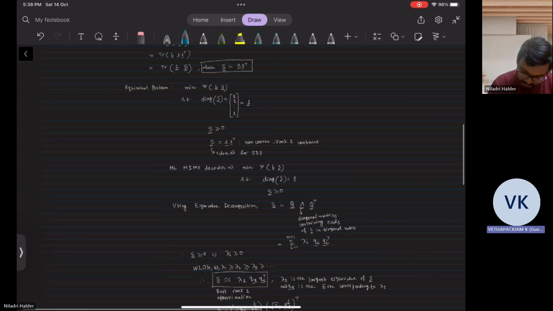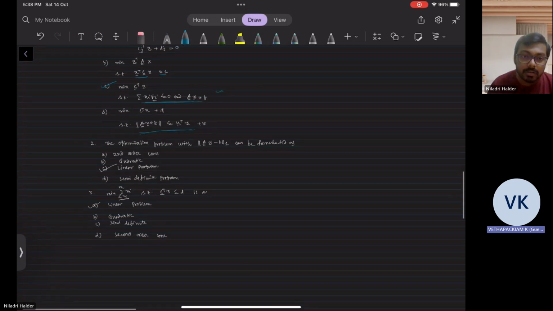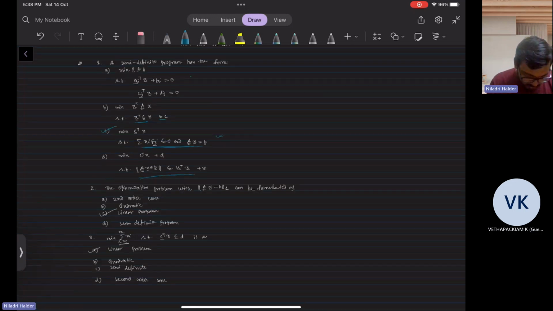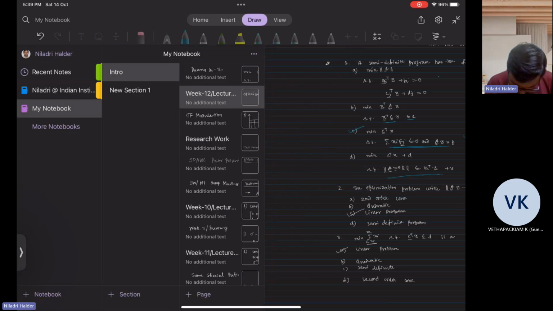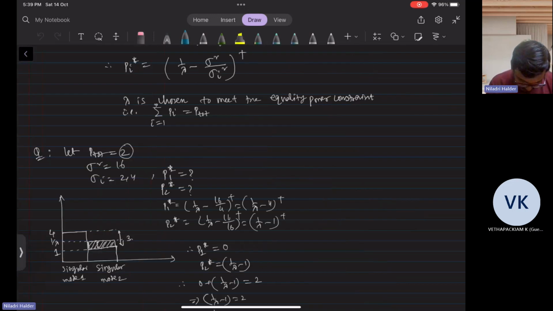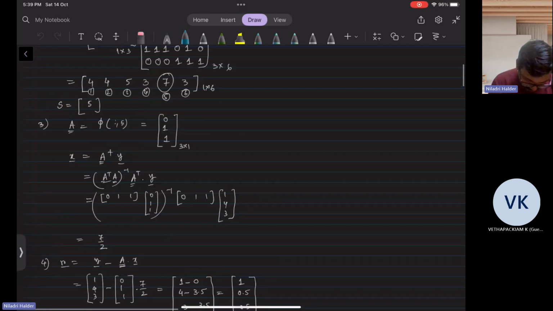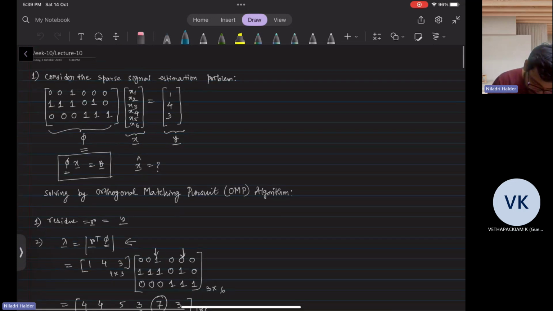Okay, sir. Sir, how to find non-zero signal coefficients in the sparse signal? Please explain the compressed sensing program. Yes, I can explain that also. I solved it in this class two days ago. You are asking about this type of question, right? Consider the sparse signal estimation problem. Yes, sir. I couldn't attend the last class, so please explain.